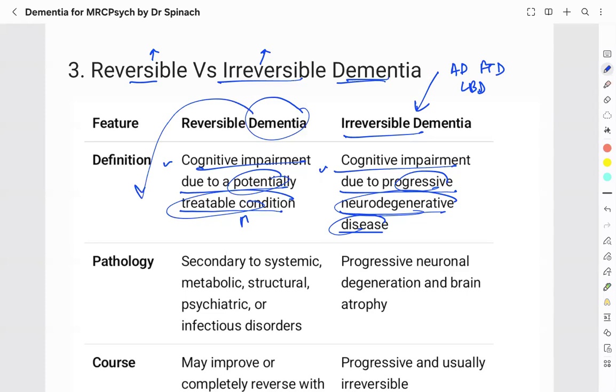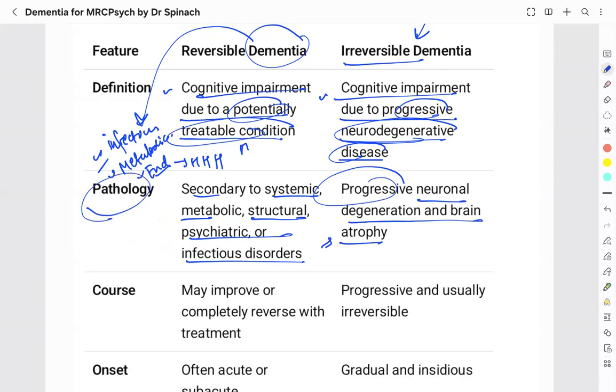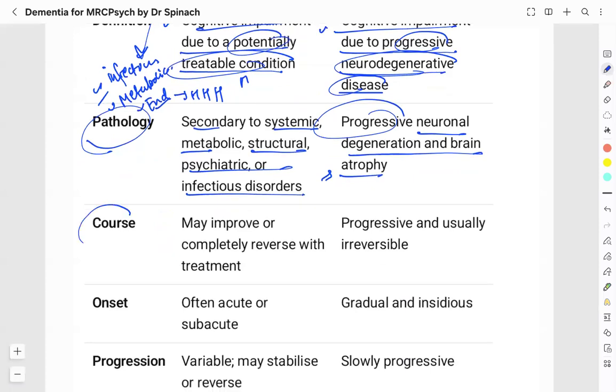We have already discussed pseudodementia because of depression. Other reversible causes would be if the dementia is happening because of some infection, or other things, for example metabolic causes, endocrine causes, for example hypothyroidism, hypoparathyroidism. So, secondary to systemic, metabolic, structural, psychiatric, or infectious disorders, versus progressive neuronal degeneration and brain atrophy. Okay, so this is the pathology of reversible versus irreversible dementia. Moving on, what is the course of this?